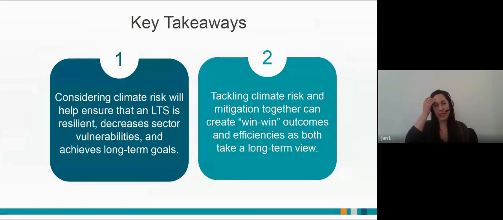A few things, and we'll do a little bit of discussion here, that I want folks to walk away from today with is, hopefully you all truly believe that if we consider climate risk, it'll help ensure that an LTS is resilient, decreases sector vulnerabilities, and really does achieve long-term goals set forth in that. And that if we tackle climate risk and mitigation together in a synergistic way, we can create win-win outcomes and also ensure that our development plans are well thought out and those investments are going to be in the right direction.